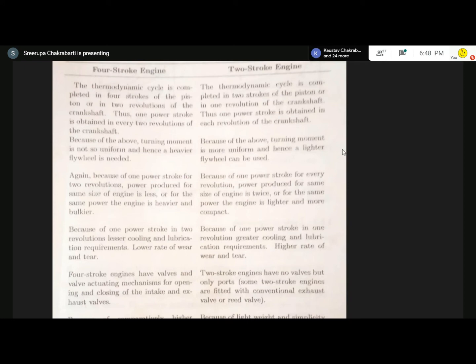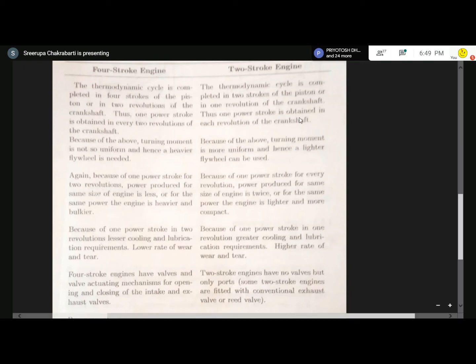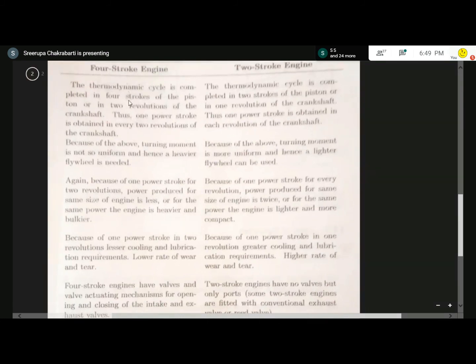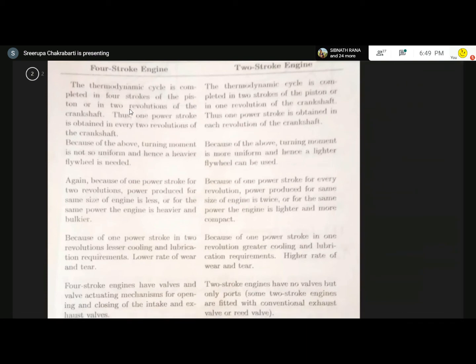Now come back to 4-stroke and 2-stroke engines. You see, for the 4-stroke engines, the first point is the thermodynamic cycle is completed in 4 strokes. Can you read this? Yes, sir. Okay, then I'll just read out and explain this thing.